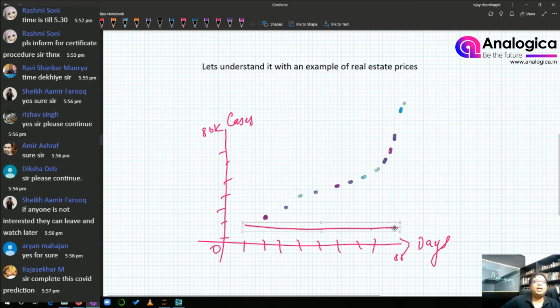This particular line, we are going to try and fit this. We're going to change the shape of it, the slope of it, and we're going to ensure that this line ends up looking something like this.